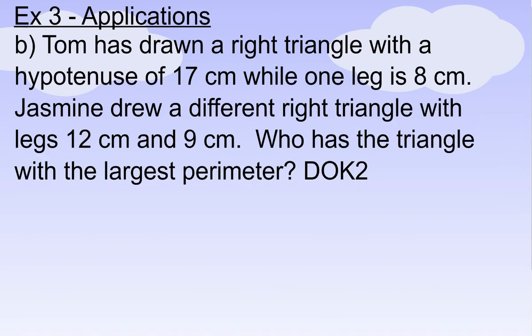Tom has drawn a right triangle with a hypotenuse of 17 centimeters. All right, I need a picture already. So, right triangle, hypotenuse 17 centimeters, while one leg is 8. All right, so one leg is 8 centimeters. Jasmine drew a different right triangle.